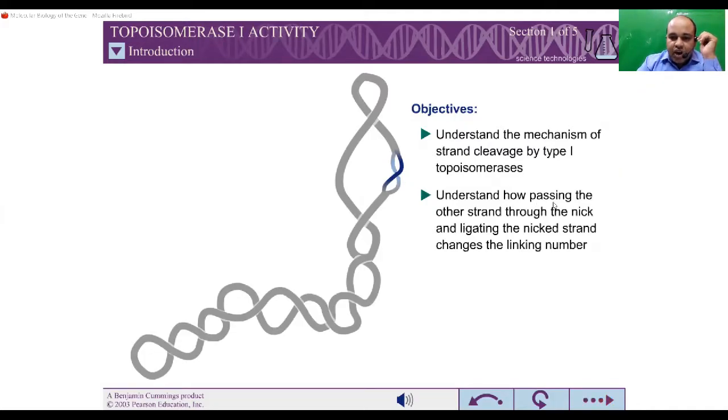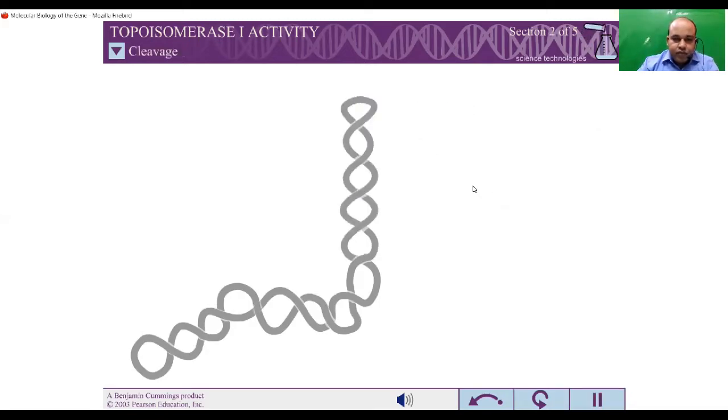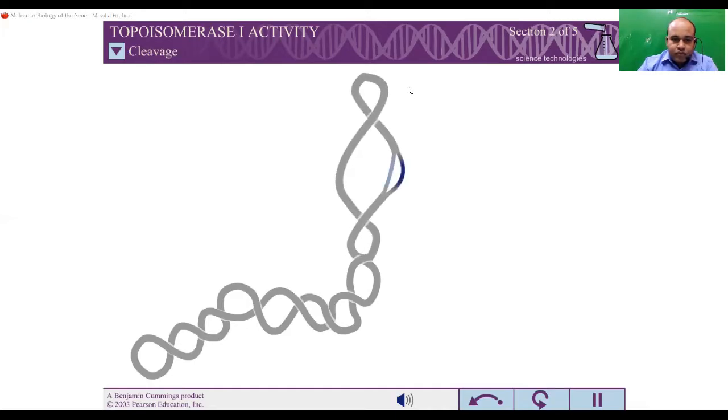We have to understand how passing the other strand through the nick and ligating the nicked strand changes the linking number. हमें ये समझना होगा कि किस तरीके से ये linking number को हम change कर सकते हैं एक form से दूसरे form में. Note, this animation provides an example of the reaction pathway used by many, but not all, type 1 topoisomerases. These type 1 topoisomerases can only bind to segments of DNA in which the two strands are melted, that is, segments where the strands have separated.